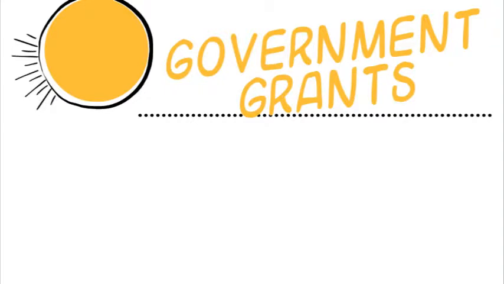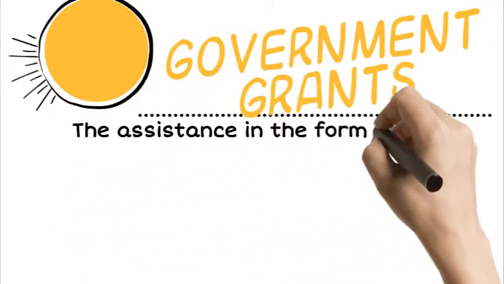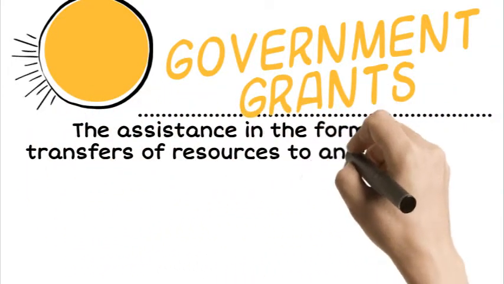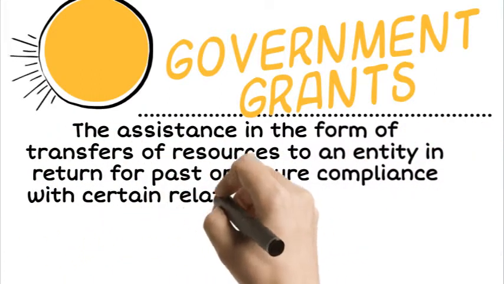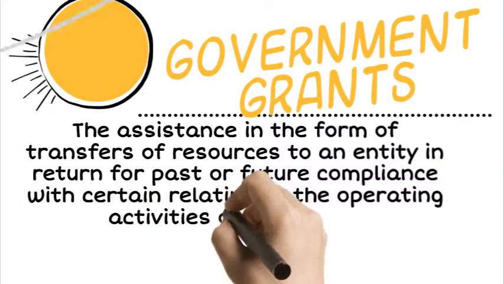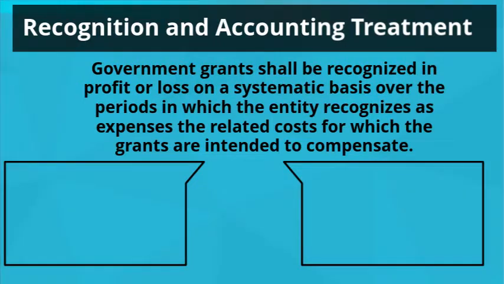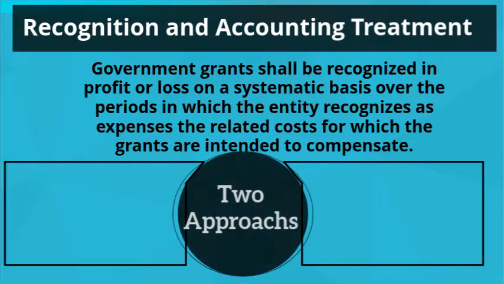Next, what are government grants? They are in the form of transfers of resources to an entity in return for past or future compliance with certain conditions relating to the operating activities of the entity. Government grants shall be recognized in profit or loss on a systematic basis over the periods.